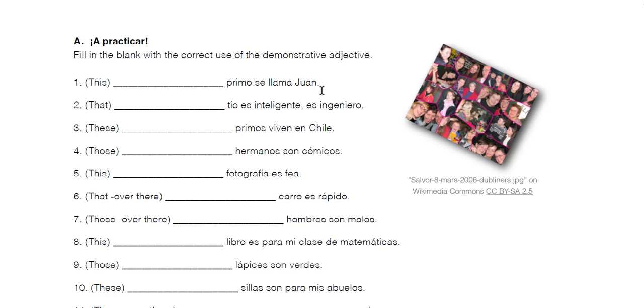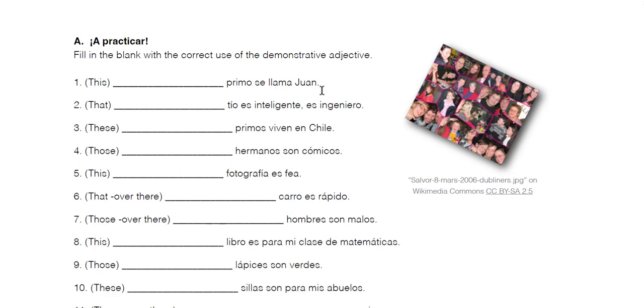The options were either este or esta. If you said este, you are correct. That is the masculine form. We're talking about a male cousin here, so it'd be este primo se llama Juan.